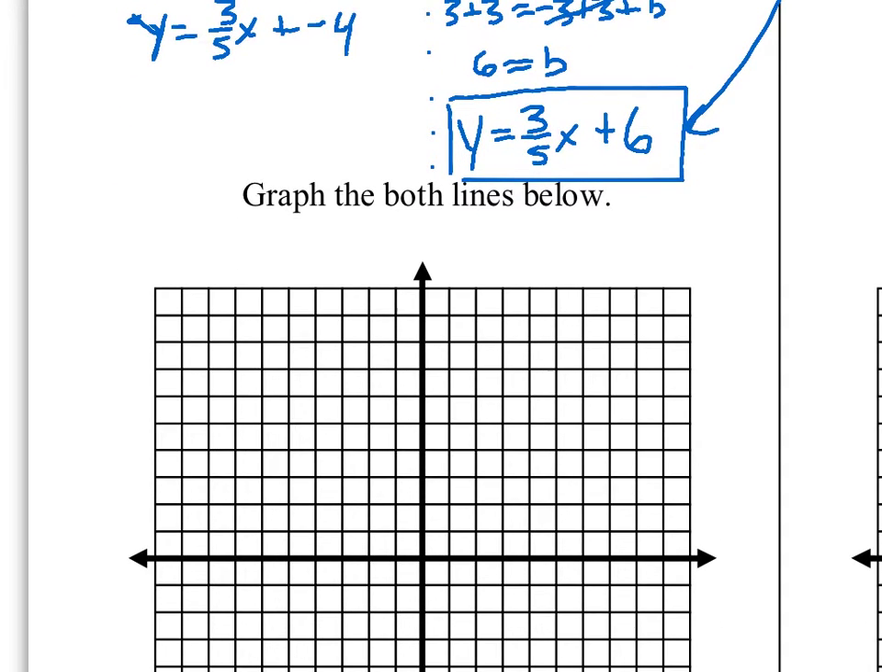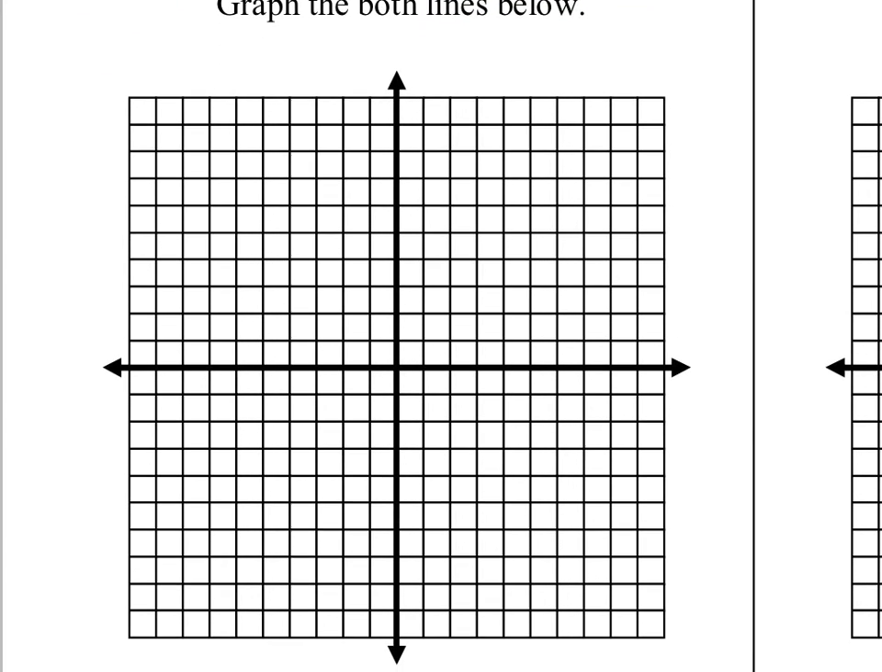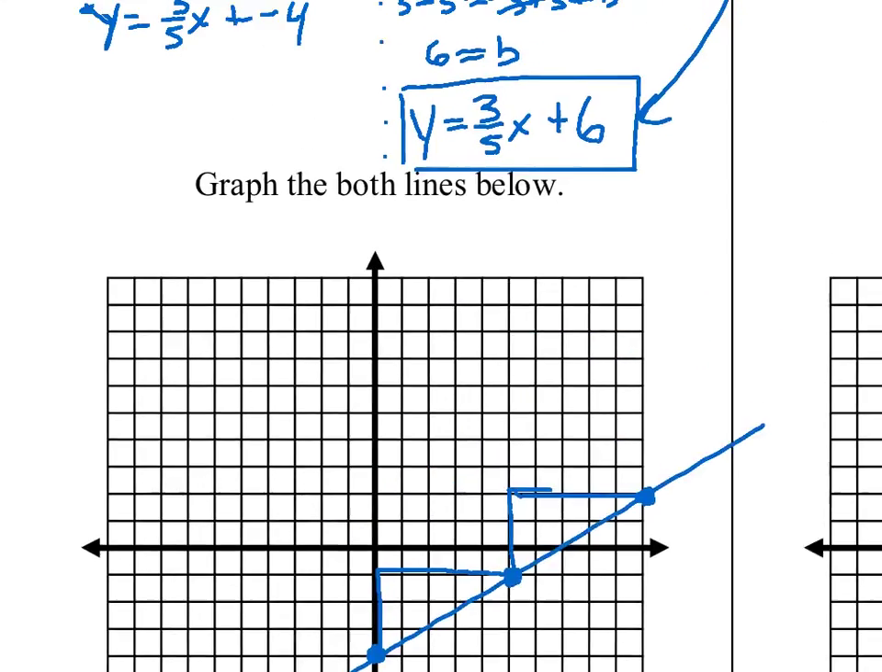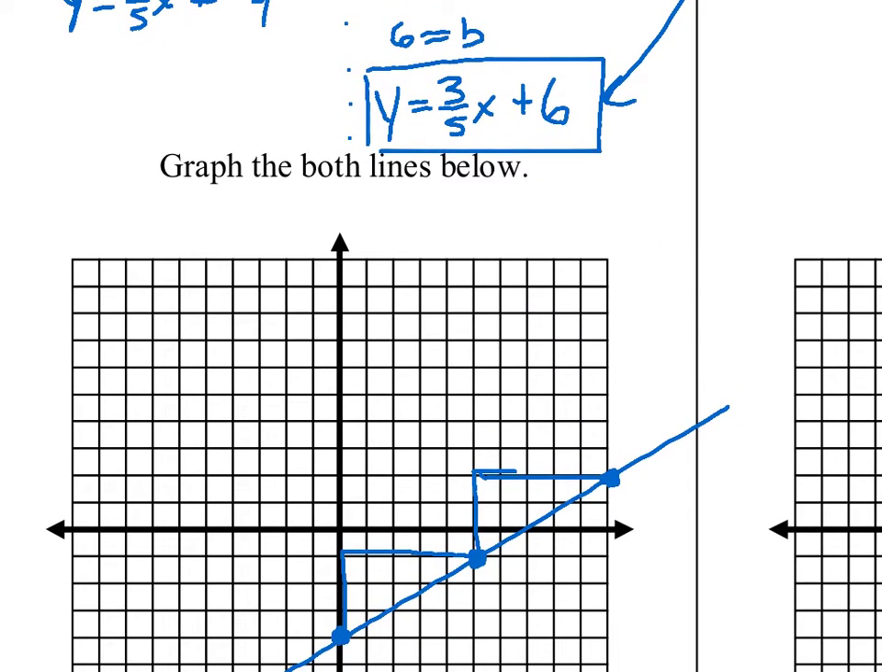It says to graph both lines below, so I'm going to look at my original line, y equals 3/5 x plus negative 4. That has a y-intercept of negative 4, slope of 3/5, rise 3, run 5. Then I'm going to take my straight edge and draw my line from my original. Then I look at my new equation, 3/5 x plus 6, so that's a y-intercept of 6. Rise 3, run 5. I'm out of space to rise 3, run 5, so I'm going to do the opposite. I'm going to go down 3, back 5 to get that third point for my graphing.